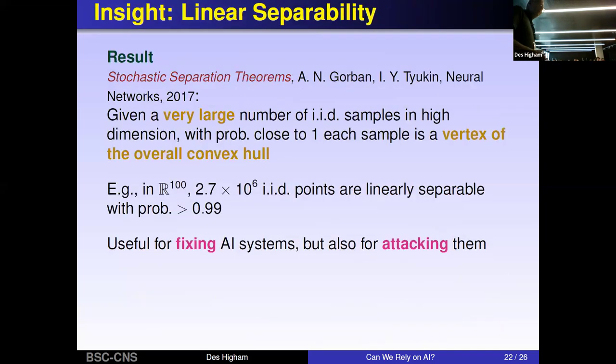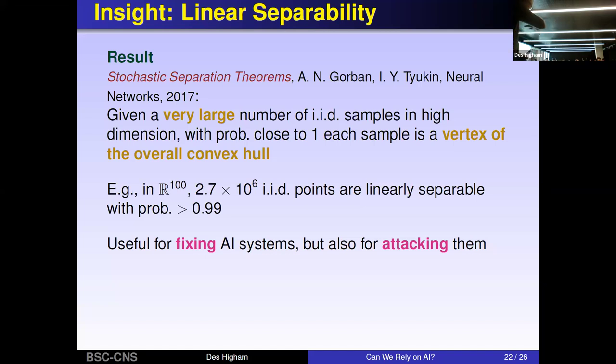Okay, so why might this work? Here's a couple of insights into why this idea might work. My colleagues, Ivan and Alexander, had this amazing result on another high-dimensional property. This is to do with the convex hull. If you sample a very large number of independent vectors in high dimension, then with probability very close to one, each of those points that you sample will be a vertex of the convex hull of the set. What that means is that every single vector you've generated can be separated by a hyperplane from the rest.